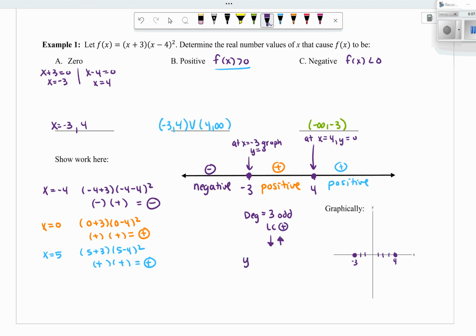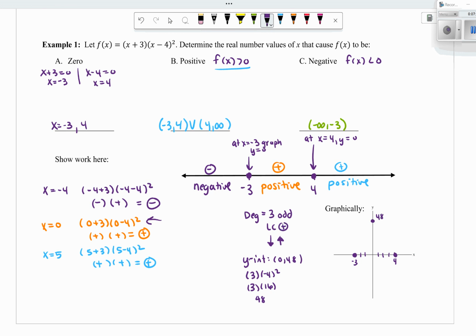And then one other piece of information that I always like to find is the y-intercept. So if we want to find the y-intercept, we plug 0 in for x and solve. So we already kind of did that right here. So we would get 3 times negative 4 quantity squared. So that gives us 3 times 16, which would give us 48. So our y-intercept is (0, 48), which should be somewhere way up here. I'm just going to put that there.